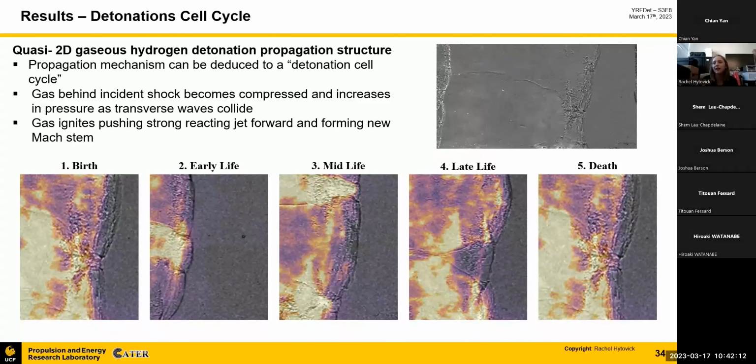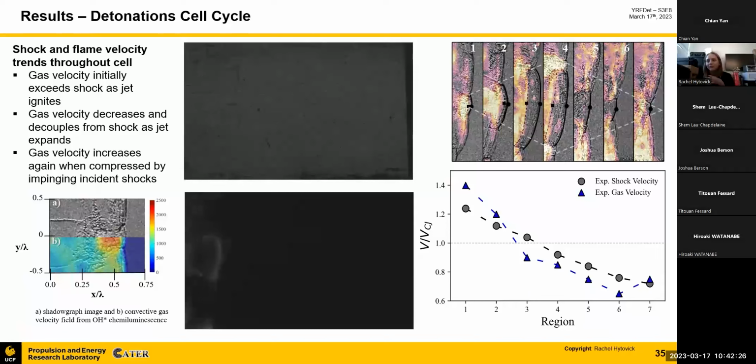And so we believe here that the triple point collisions are assisting in compressing gas, but then the gas igniting and pushing the strong reacting jet forward and making this new MOXDEM is doing a lot of the work in detonation cell propagation, and why we see propagating detonations so easily. So I'm looking a little bit more into that.